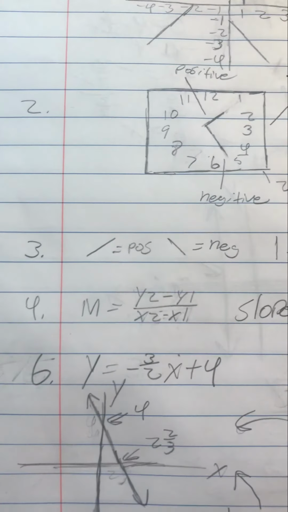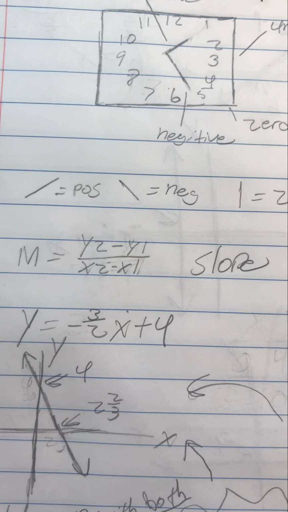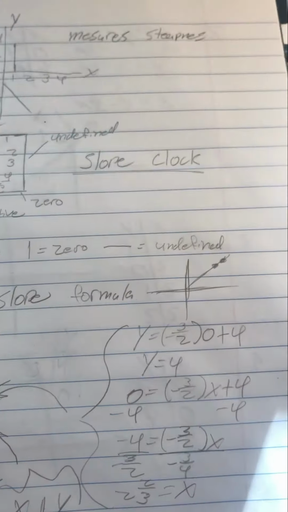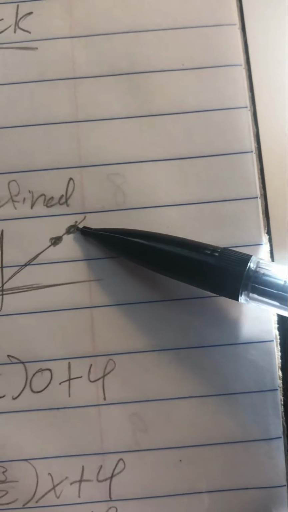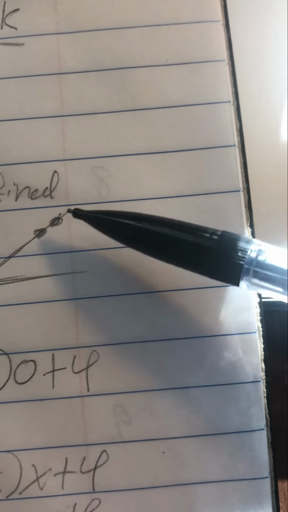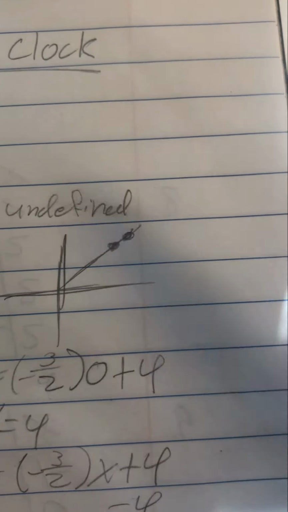The formula is m equals y2 minus y1 divided by x2 minus x1. Basically what that means is that if you know that point on the graph, and you know that one, you subtract this one by that one, and then that'll get you the actual slope.